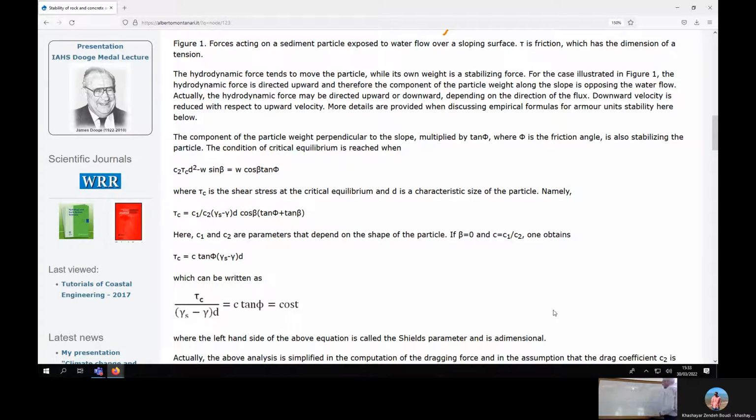But actually, let me think. I'm not sure if this is correct, because I think cos beta should be here. Should be here, or not? Let me see. Cos beta. Yes. Yeah, correct? Yeah, should be there. Should be there, the numerator, not the denominator.